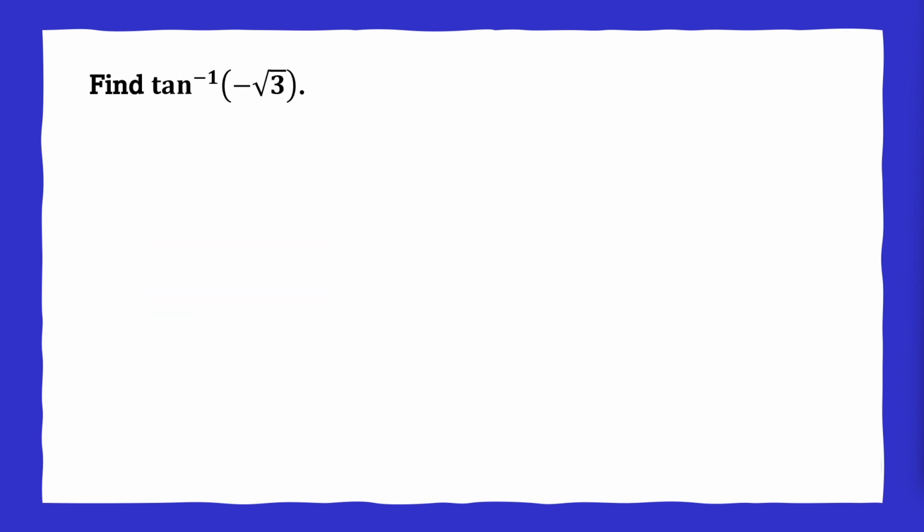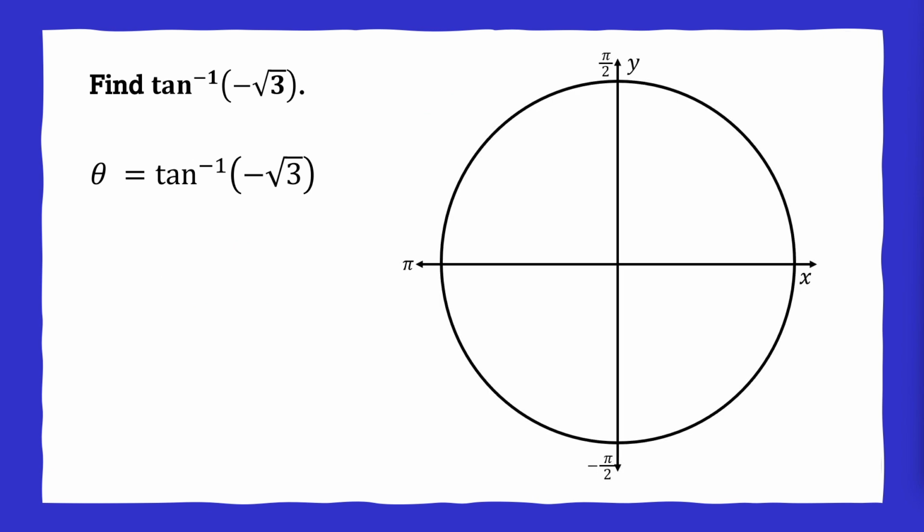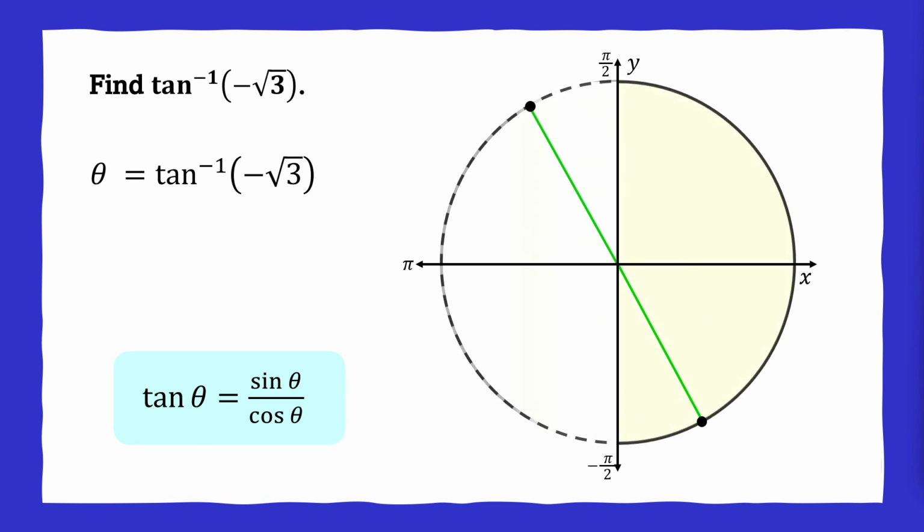Find tangent inverse of negative square root of 3. Tangent is negative in quadrants 2 and 4, as the tangent of theta is sine theta over cosine theta. For the inverse tangent function, we restrict the domain to negative pi over 2 to pi over 2 to ensure a unique solution.